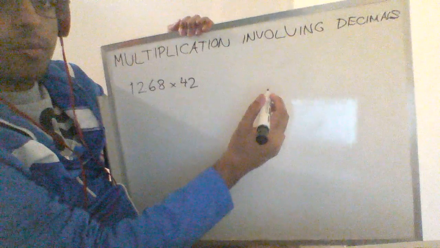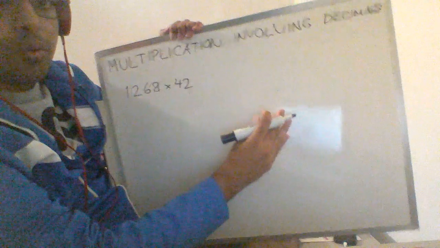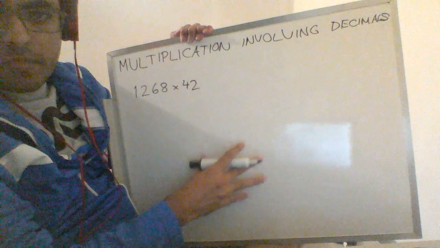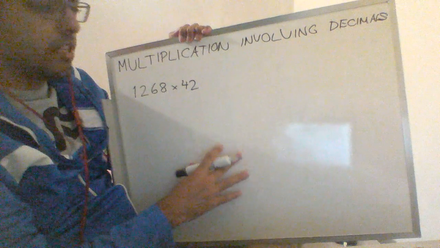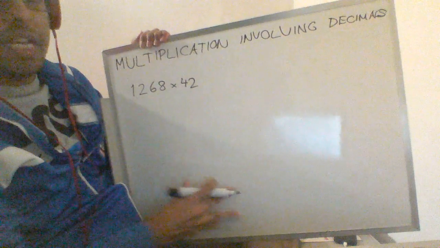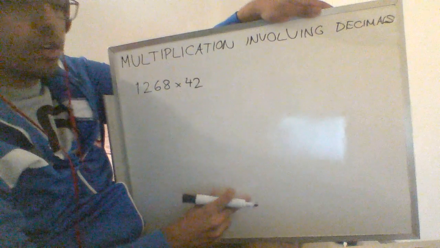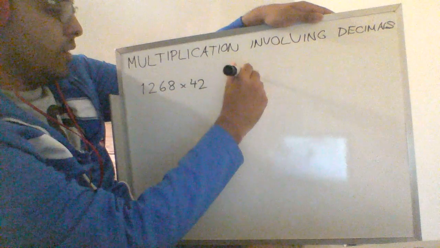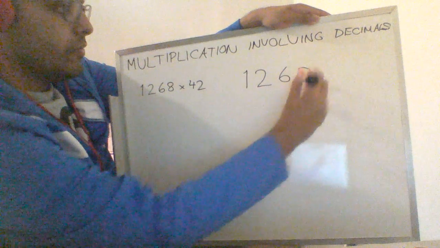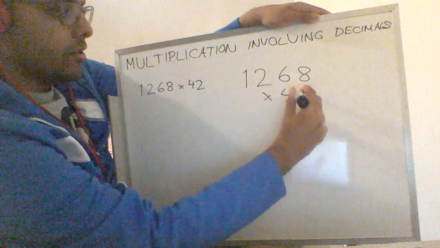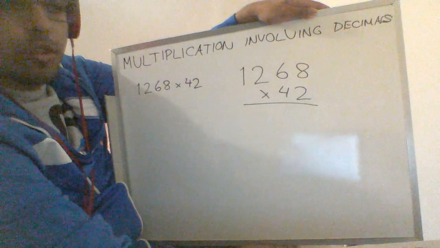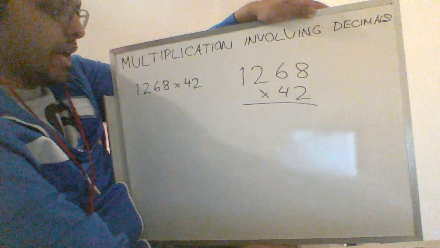So if we do this with long multiplication, we're going to focus on long multiplication with decimals in this video, and then in the future I'll show you lattice multiplication involving decimals as well, but it works there as well. So let's do 1,268 times 42.